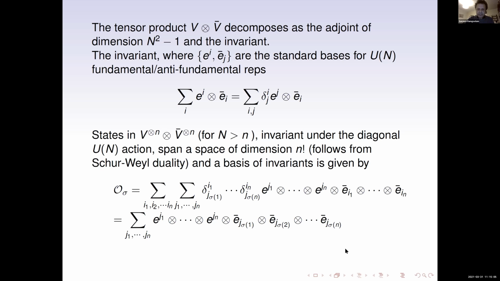Here sigma is a permutation in the symmetric group Sn. This little n is the degree, the number of e's that we are thinking about. And capital N is going to be taken to be much bigger, or bigger, than n. Under these conditions, there are exactly n factorial independent invariants, and they look like this.